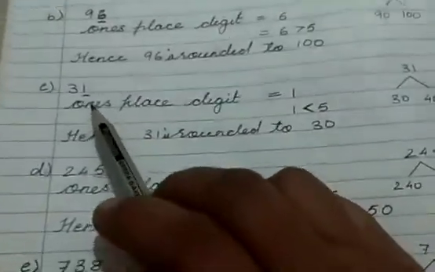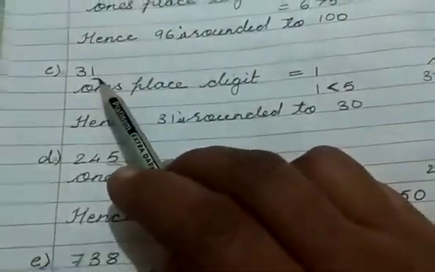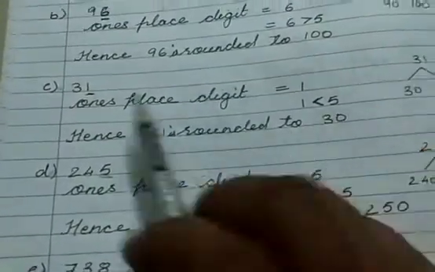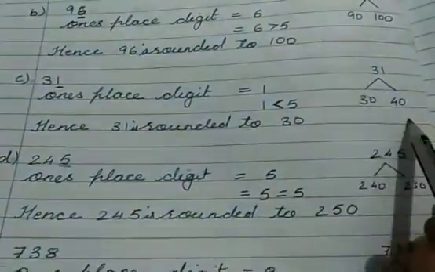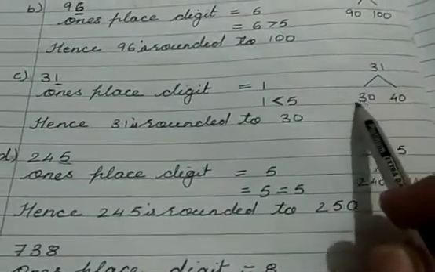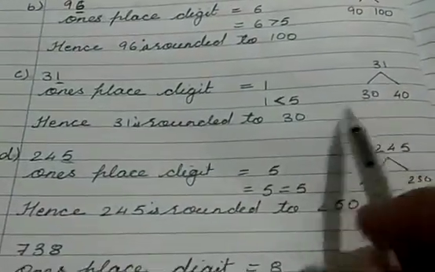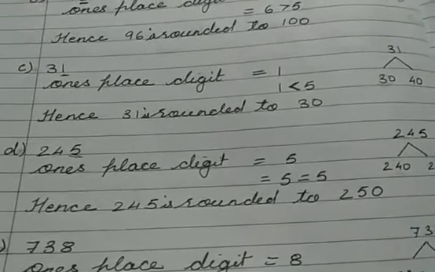See here again the 31. The digit in ones place is less than 5, and 31 falls between 30 and 40. So we have to round it to the lesser 10, or we can say 30. I hope you will understand till here.